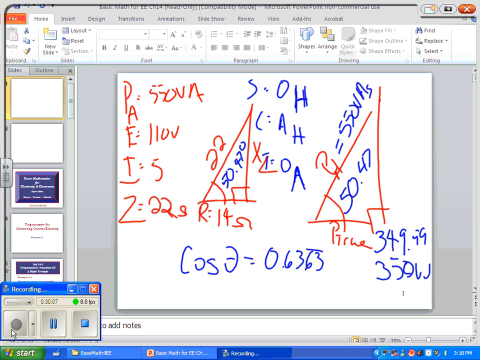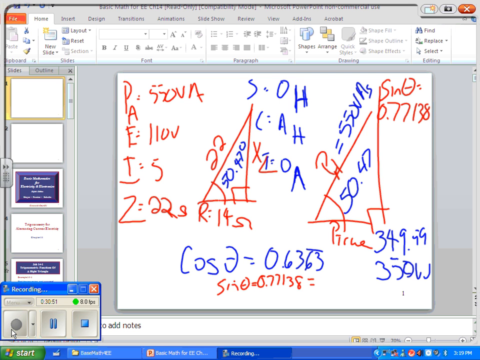That will give us the sine of this angle, which is, okay, 0.77138. Now, what is the sine? It's O over H, right? Sine of theta is equal to 0.77138, and that's equal to O over H.